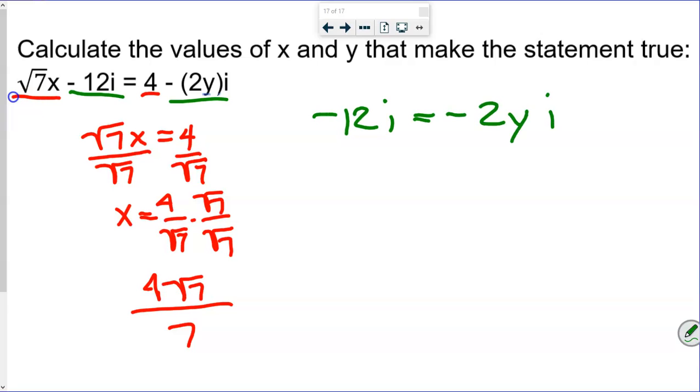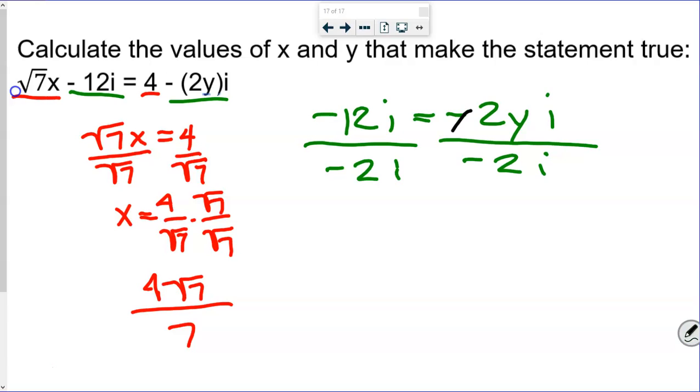Again, divide by everything that's not y. So this, that, this, that leaves us with a y, right? So then we got our i here and our negatives. So this is equal to what? 12 divided by 2 is 6.